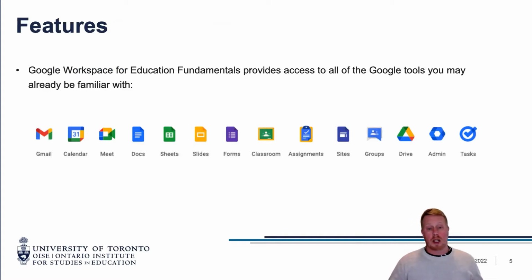In the Fundamentals edition that we have, there are a lot of different tools you can use. I'm sure you're familiar with Gmail, the world's most popular email hosting service, as well as Calendar, Meet, Google Docs, Sheets, and Slides, which look like Word, Excel, and PowerPoint, as well as things like Forms, Classroom, and Assignments. Those get more into the teaching and learning side of Google Workspace for Education. We also have the ability to create class websites, create drives with shared content, Jamboards, and the list goes on. But today we're mostly going to take a look at Google Classroom and how some of these tools interact with it.